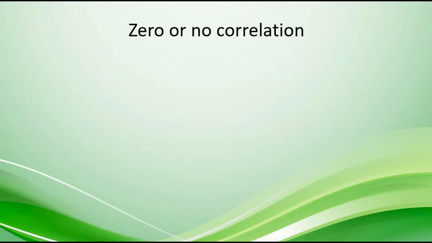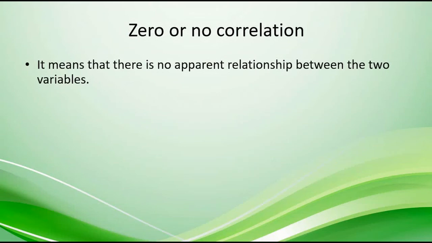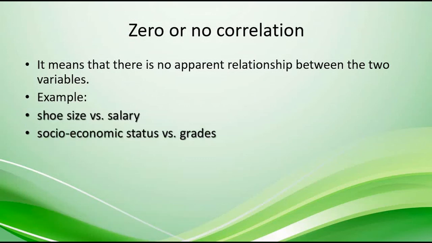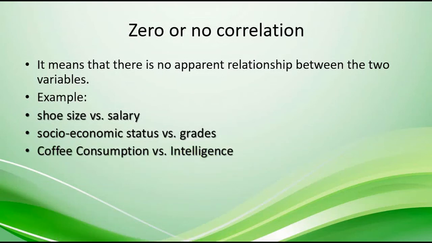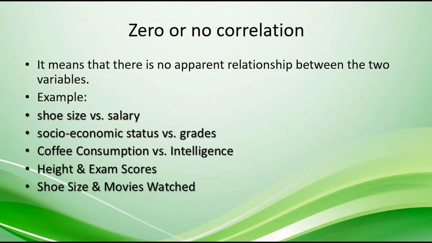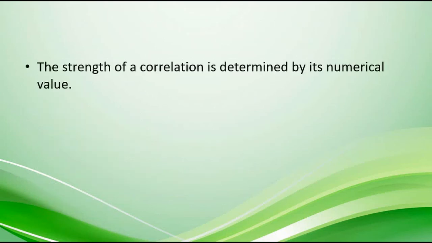Zero or no correlation. It means that there is no apparent relationship between the two variables. Examples: shoe size versus salary, socioeconomic status versus grades, coffee consumption versus intelligence, height and exam scores, shoe size and movies watched, and weight and income. The strength of correlation is determined by its numerical value.